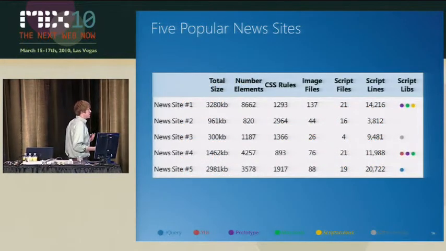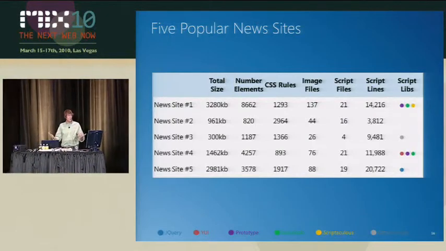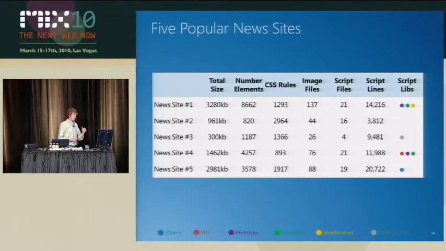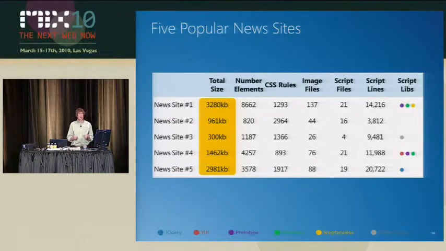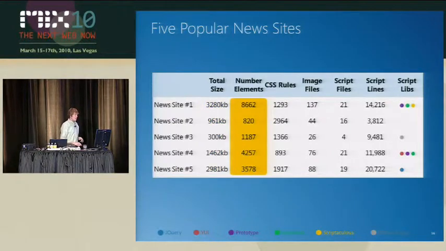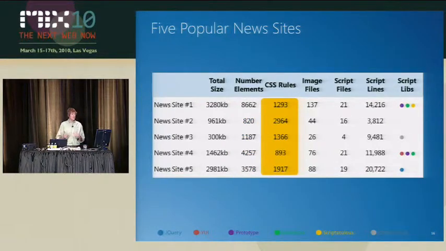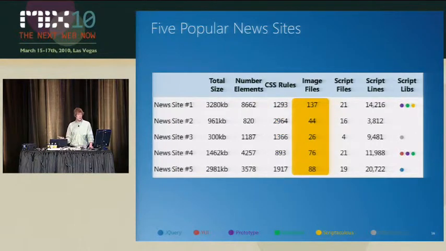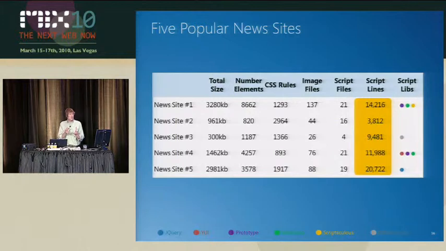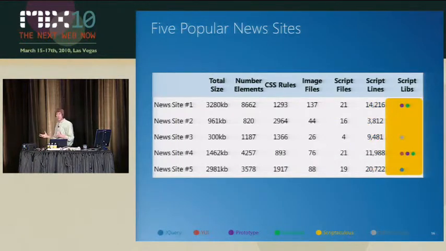Here are some of the characteristics of those news sites that I picked. Again, these are some of the top web properties in the world. If we look through the columns left to right, the left column is the total size in kilobytes of content being downloaded from that news site. The next is the number of HTML elements in the page at the end result of the page. We then have the total number of CSS rules that are brought down and applied to the page. The number of images, the number of script files, the total number of lines of script in the page, and then last is the script libraries that the page uses. Many of them use standard libraries such as jQuery or Prototype or YUI, the Yahoo UI library. Others have their own custom script libraries.